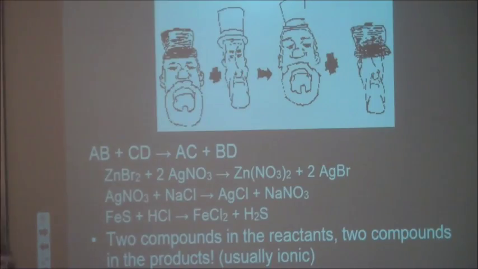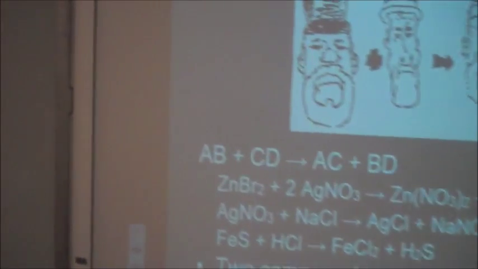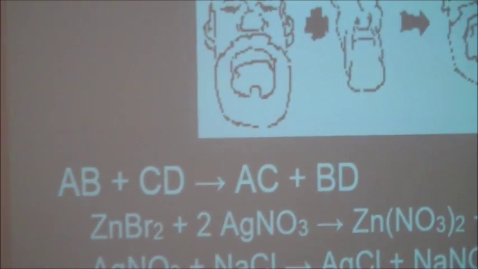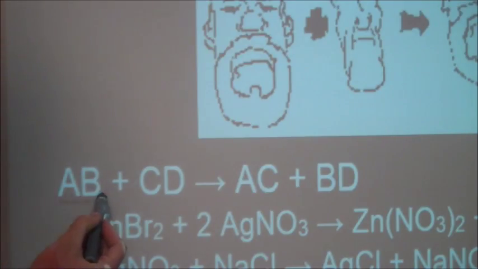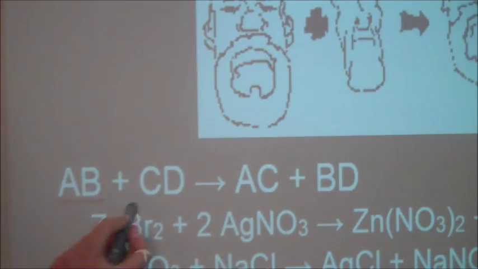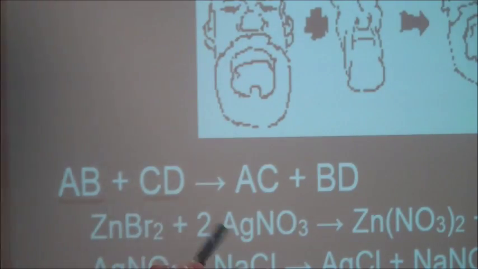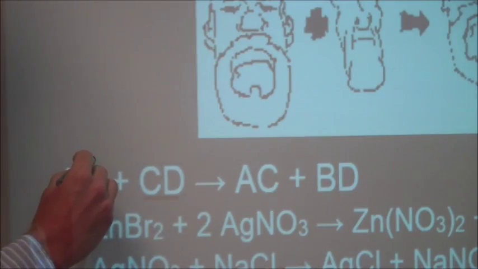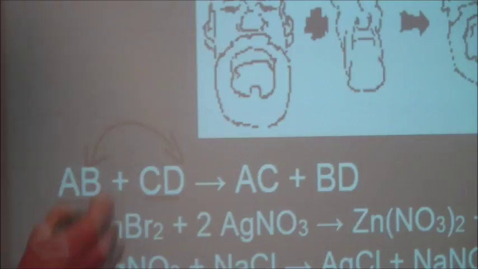Next, double replacement. Double replacement is the flip-floppy one. So 2 compounds in the reactants, 2 compounds in the products. And if you look at the generic one, notice how we're going back to the prom analogy. At prom, we had A and B, and C and D. Well, A would rather be with C, and B would rather be with D. So we have a double replacement, where both of them were replaced.